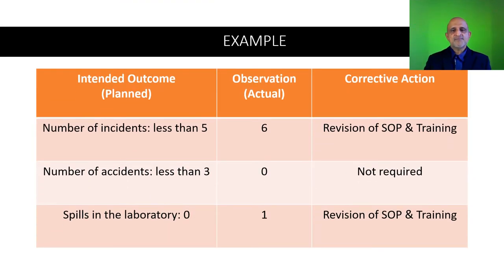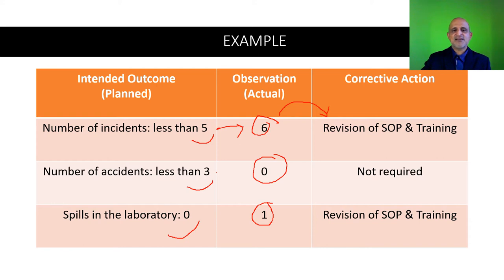Let us look at this example. For instance, at the beginning of the year, you have decided that your intended outcomes in your laboratory biorisk management system should comply with the following indicators: the number of incidents at your respective facility over a period of 1 year should be less than 5, the number of accidents should be less than 3, and the number of spills in the laboratory should be 0. So you complete your observation over a period of 1 year and you check your records, and what you actually observe is that the number of incidents is 6, which is greater than 5. The number of accidents is less than 3, but you actually observe there were no accidents, and the number of spills was 1. Now, based on this, you can take necessary corrective action.